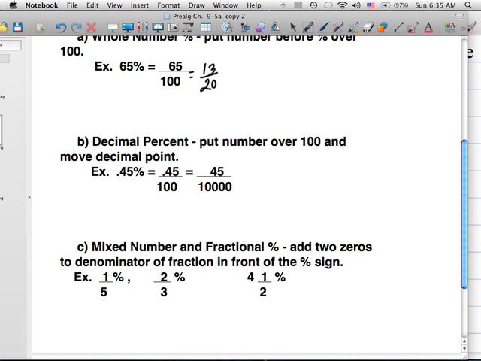But we don't leave a decimal in a fraction, so we need to get rid of it. And to get rid of it, we need to move it 2 to the right, which is multiplied by 100. So that means the top has to be multiplied by 100 and the bottom by 100. So that gives me 45 over 10,000, which I can then simplify. 5 goes into 45, 9. 5 goes into 10, 2, and I have 3 zeros afterwards.